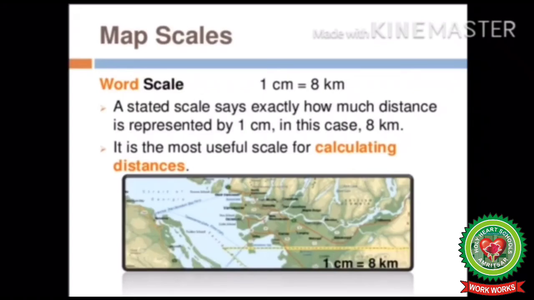Let's understand the statement scale through this example. 1 centimeter is equal to 8 kilometers. Here, 1 centimeter is the map distance and the 8 kilometers is the ground distance. It means 1 centimeter on the map is equal to the 8 kilometers on the ground.